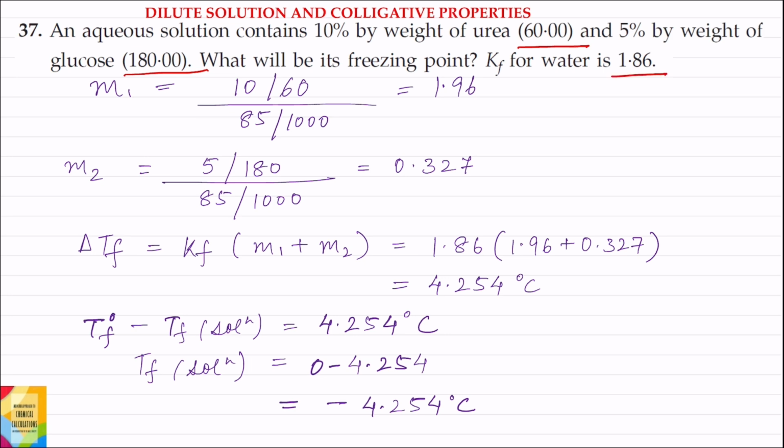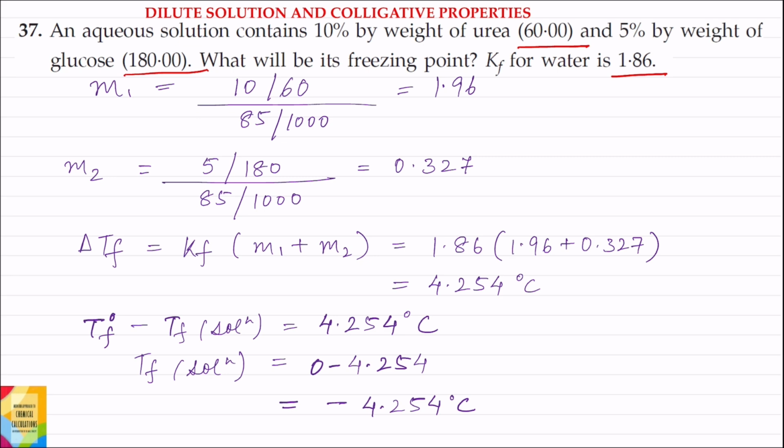Now, the solvent here is water, and in this water, 10% by weight of urea is dissolved and 5% by weight of glucose is dissolved. So, in the same solvent, two solutes are dissolved, one is urea and one is glucose.